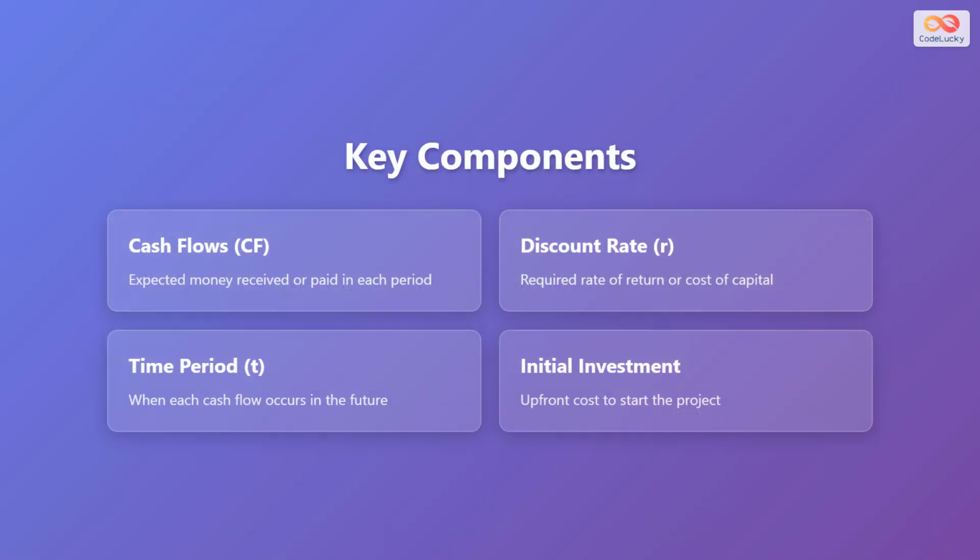The NPV calculation has 4 key components. Cash flows represent the expected money received or paid in each period. The discount rate, often called r, is your required rate of return or cost of capital. The time period, represented by t, indicates when each cash flow occurs in the future. Finally, the initial investment is the upfront cost needed to start the project. Understanding each component is essential for accurate NPV calculations.